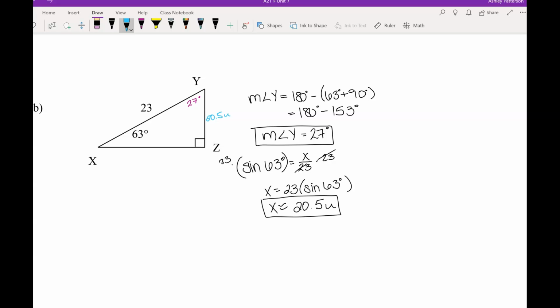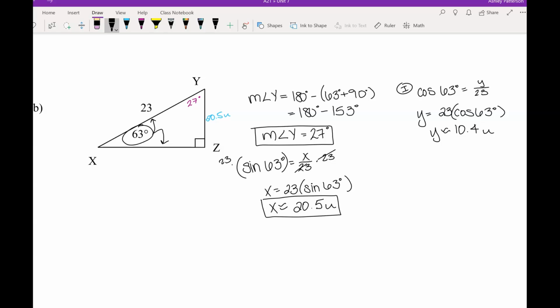I now need to find little y. Two options. We could, of course, use trig functions. So I'm going to use the given angle to find the adjacent, and I have the hypotenuse. So the cosine of 63 degrees is going to equal little y over 23. Okay, so again, multiplying, we get little y is equal to 23 times the cosine of 63 degrees. Putting that into our calculator, we get that little y is approximately 10.4 units.